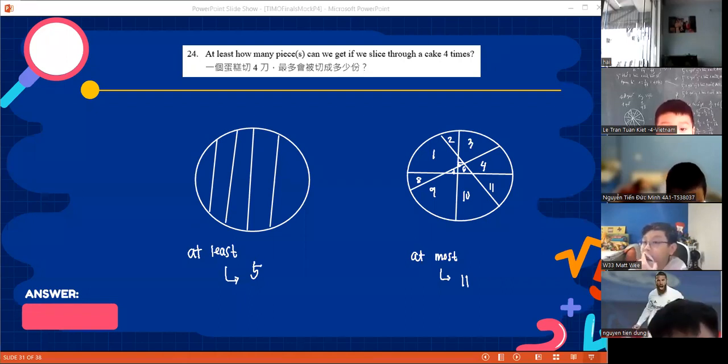But that's not how cakes work. That's not how you cut a cake here, you're going to cut it in the middle. That's not how you cut a cake, okay?